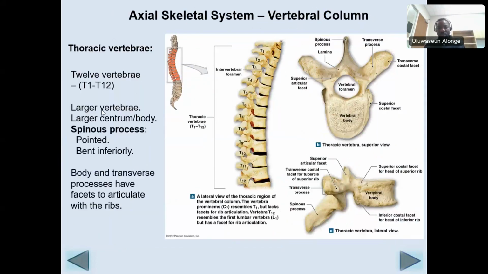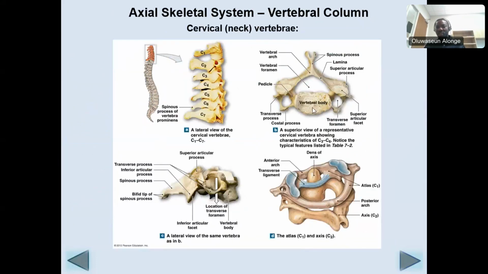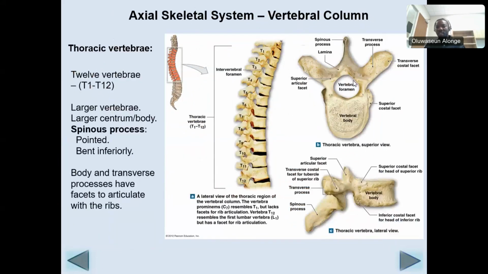Now, looking at this is thoracic. What you will notice is that if you look at cervical, the centrum or the vertebral body is small. But when you come to thoracic, you will notice that it has a larger centrum. That's the first thing you want to take note of that helps you differentiate thoracic. It has a larger centrum, still centrum, but larger. Why is it larger? It's larger because thoracic is bearing more weight than what cervical is bearing, right?